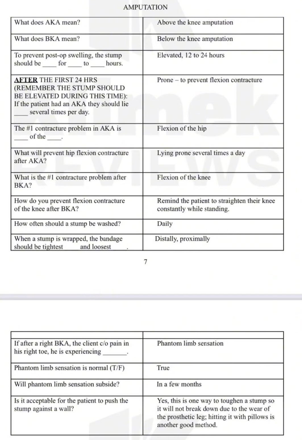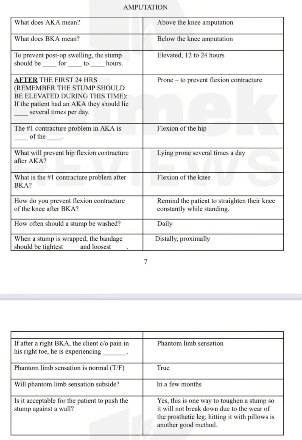2. What does BKA mean? Answer: below-the-knee amputation. Rationale: BKA stands for below-the-knee amputation. It refers to removing the lower part of the leg but keeping the knee joint. Patients with BKA have different rehabilitation needs than those with AKA, especially related to preserving knee movement.